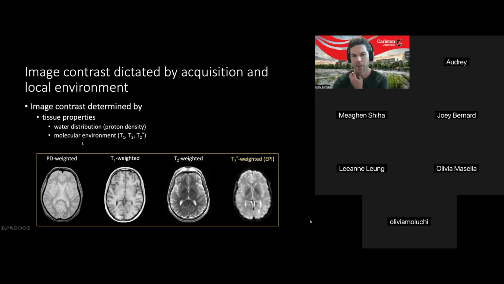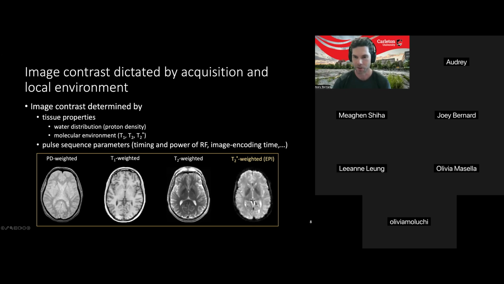But we're also very sensitive to the molecular environment. So whether water is tightly bound to a protein, for example, or if it's loose and floating around in more of a fluid format. And this will change several different MR-related parameters. They're called relaxation times, T1, T2, or T2 star. And we can see different ranges of contrast depending on if we're going to sensitize our MR images to these three different relaxation times.